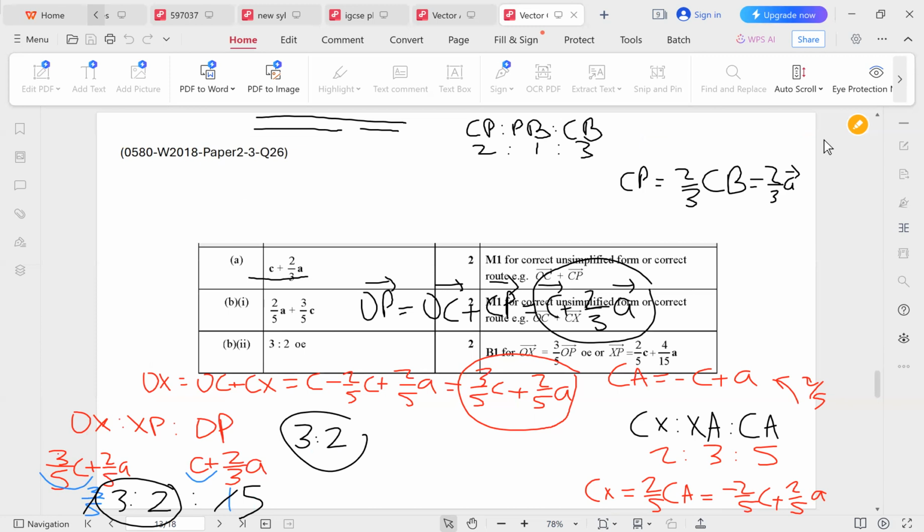So the first answer is c plus 2 over 3 a. Second answer is 3 over 5 c plus 2 over 5 a. And the third answer is 3 to 2.